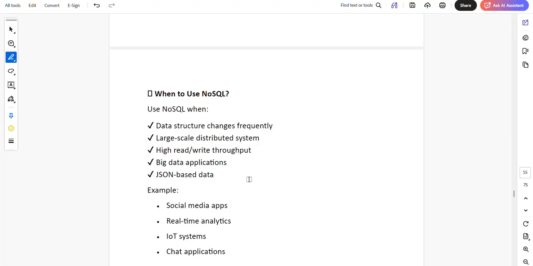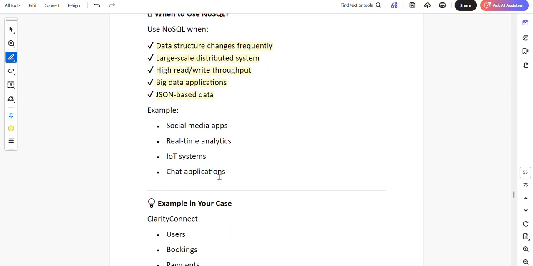When to use NoSQL? Use NoSQL when the data structure changes frequently, like when there is no specific defined structure, in large scale distributed systems, when it is not possible to store the data in a proper structured tabular format, for high read write throughput, big data applications, and JSON based data. There are multiple examples, like social media apps. I can explain social media apps in detail.